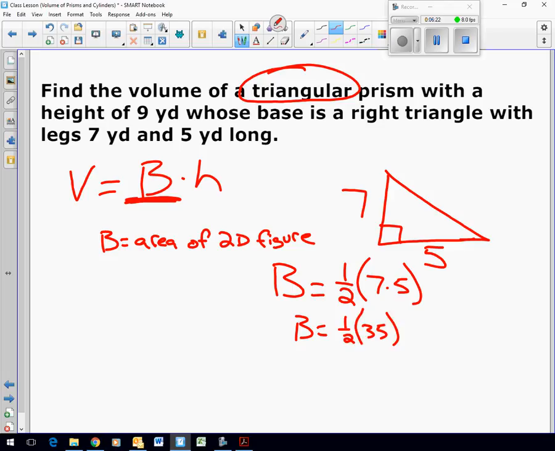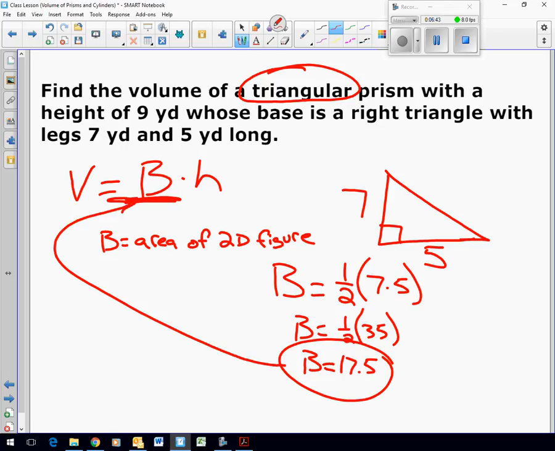Do you have something that would help you figure that out? 17.5, right, Kate? Now that you got this, you're ready to roll. What is the height of this prism? 7? No. 17? No. 5? No. Read the problem. 9. Which means my volume is what? 17.5 times 9.